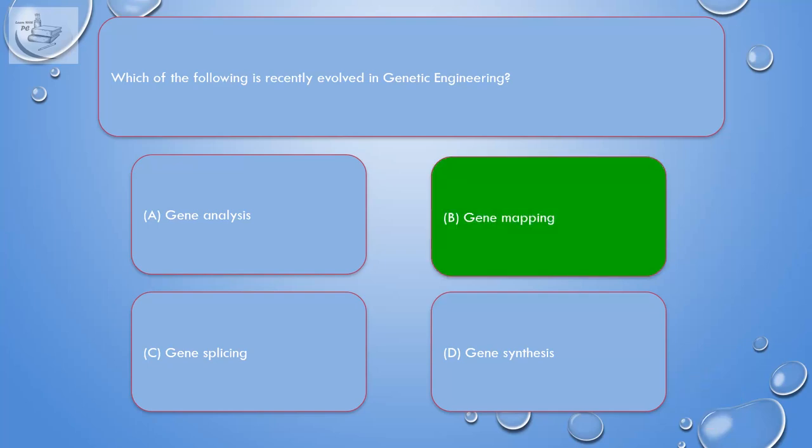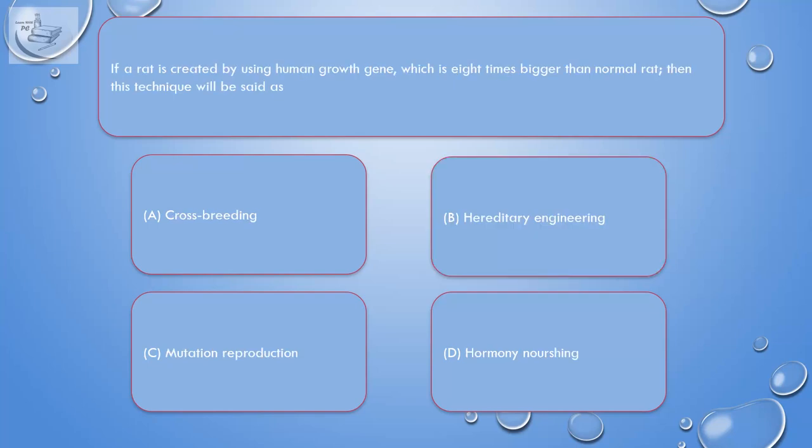Correct answer is B. Gene mapping. Question: If a rat is created by using human growth gene, which is 8 times bigger than normal rat, then this technique will be said as A. Crossbreeding. B. Hereditary engineering. C. Mutation reproduction. D. Hormone notching.